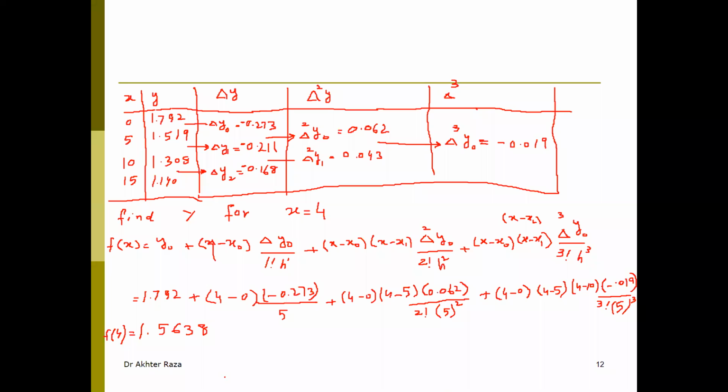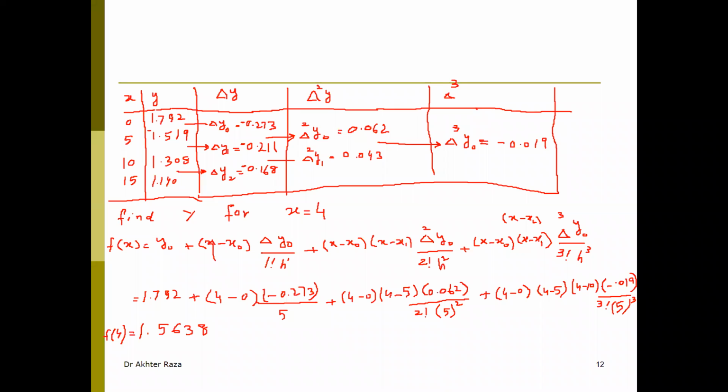The answer is 1.5638, and we can observe that this number is increasing and the values of y are decreasing. So you can observe 1.7, 1.5, 1.3, 1.1. So our output will be in between these two. So you can observe 1.56, I think, is the most appropriate answer because it is very close to 1.5. So as expected, this is the answer which is here.